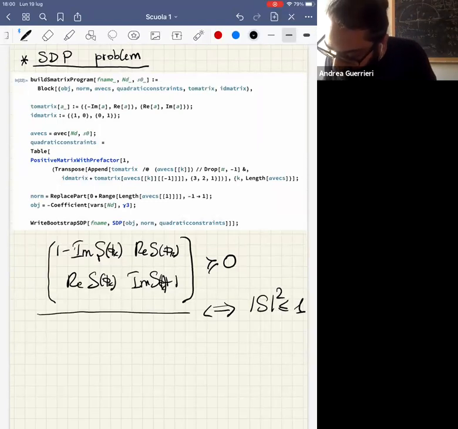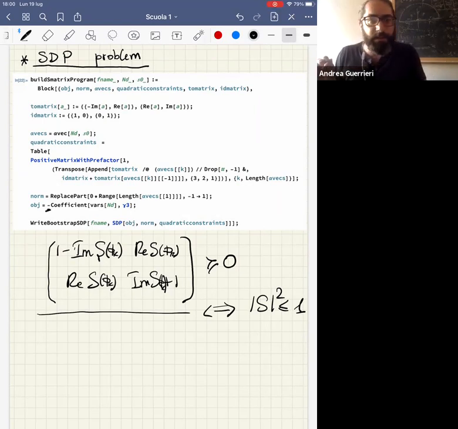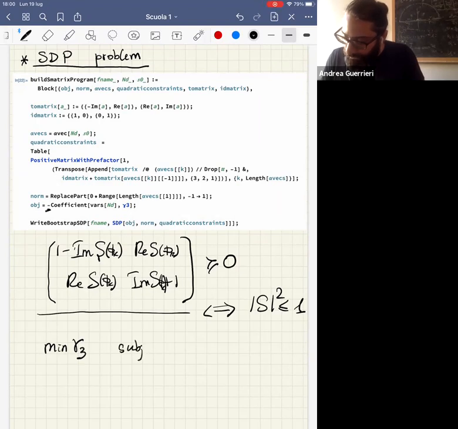Right. Here, the minus sign is because we are minimizing gamma 3. Okay, so the problem that we are going to solve is: minimize gamma 3 subject to these constraints.